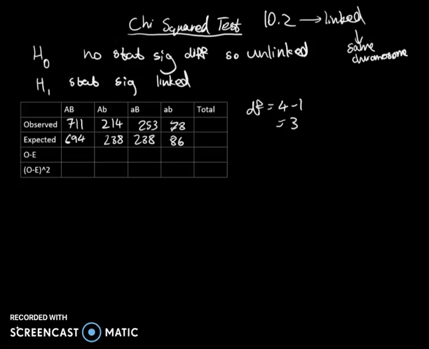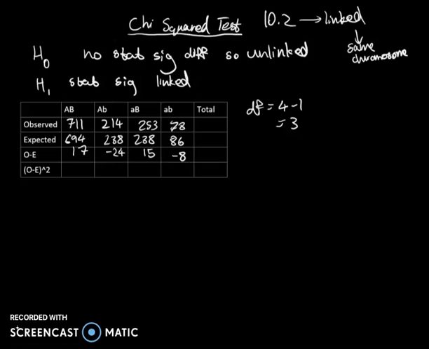But we have to calculate the O minus E values. So O minus E: 711 minus 694, that's going to be 17, I believe. 214 take away 238 is going to be negative 24. And then this is going to be negative 15. Wait, no, this one will be positive, so this one will be 15 by itself. This one will be negative 8.